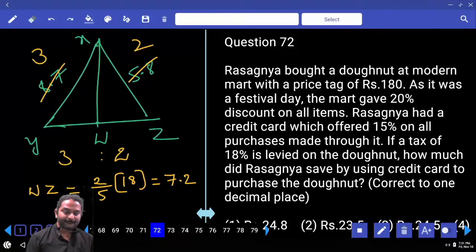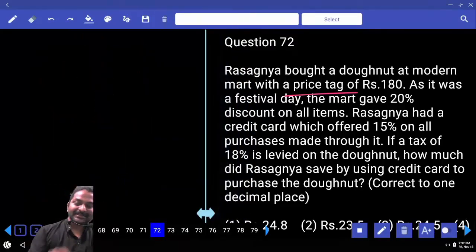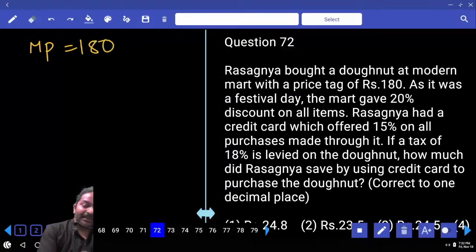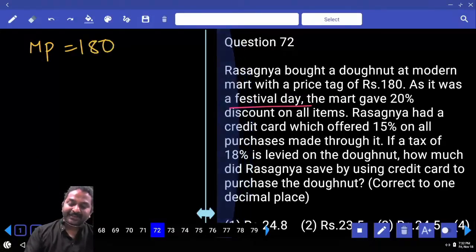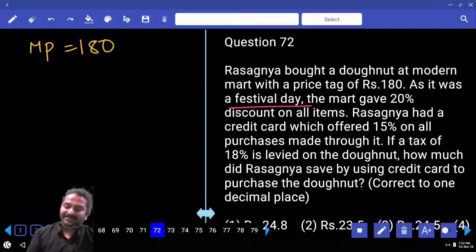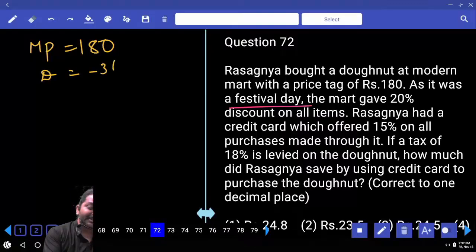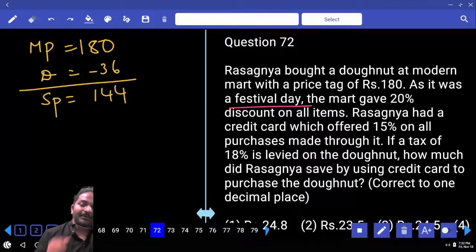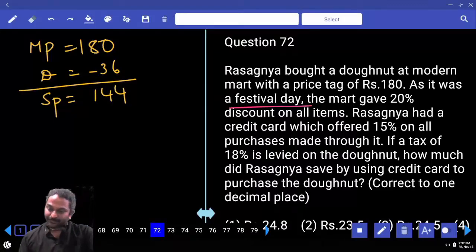Rasagna bought a donut at Modern Mart with a price tag of 180. Price tag in the sense, market price. So market price is 180. As it was a festival day, the mart gave 20% discount on all the items. So discount offered is 20%, which is 36. So selling price becomes 144. Correct? Continue.